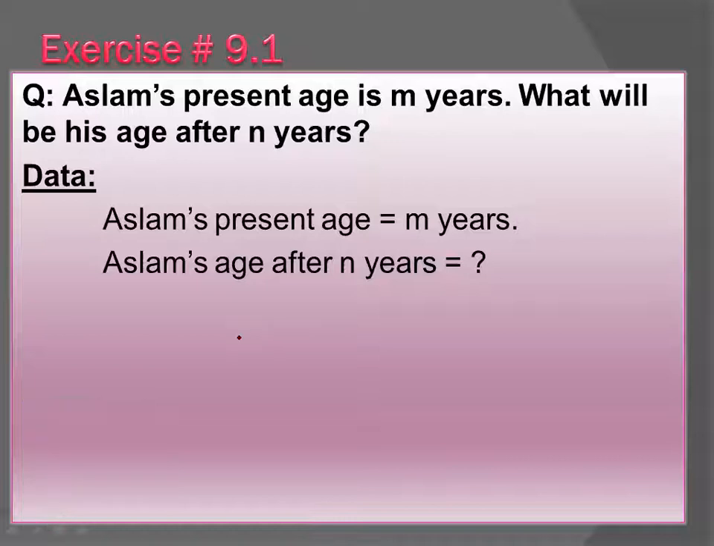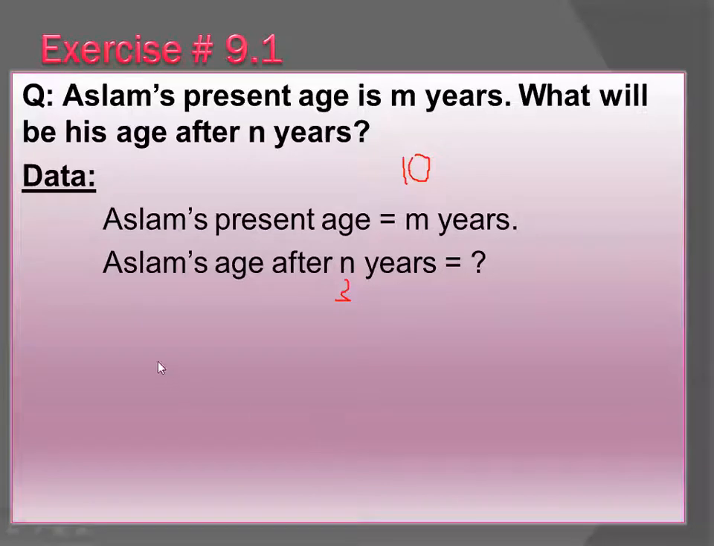If it is in number form, just suppose Aslam's present age today is 10, and we want his age after 3 years. What will be his age after 3 years? Can anyone tell me? Very good, all of you. Shahir, Suhema, all of you are right. Not 14, it is 13. So it means you are performing addition.